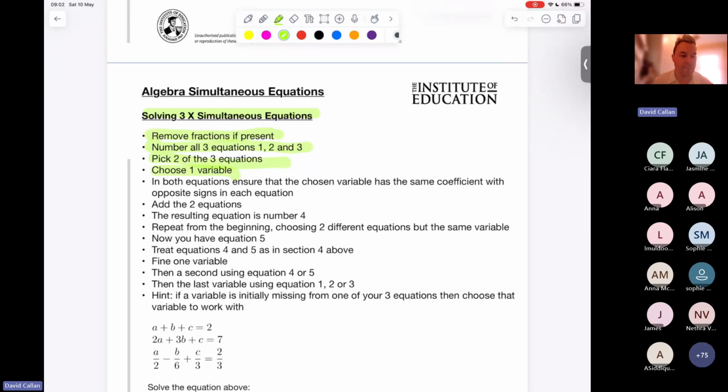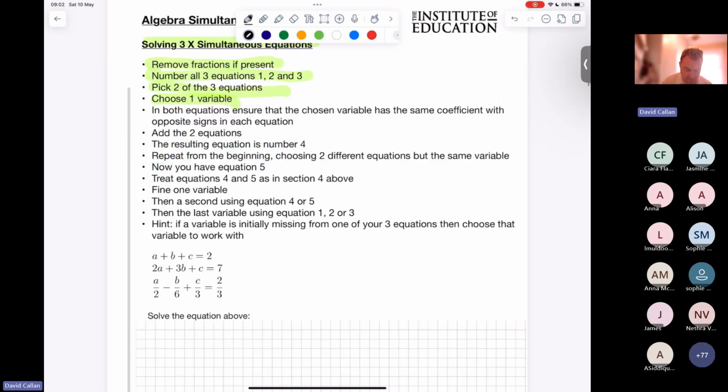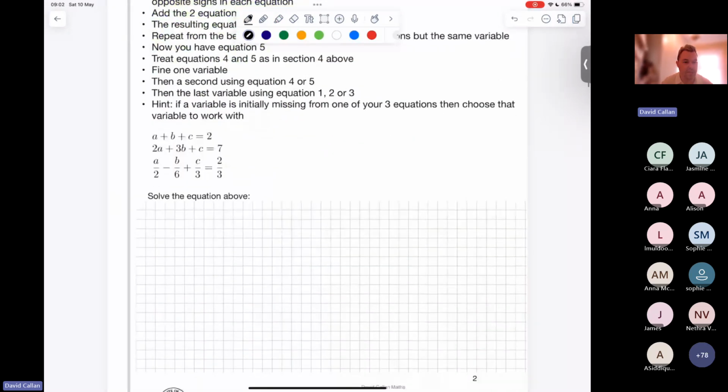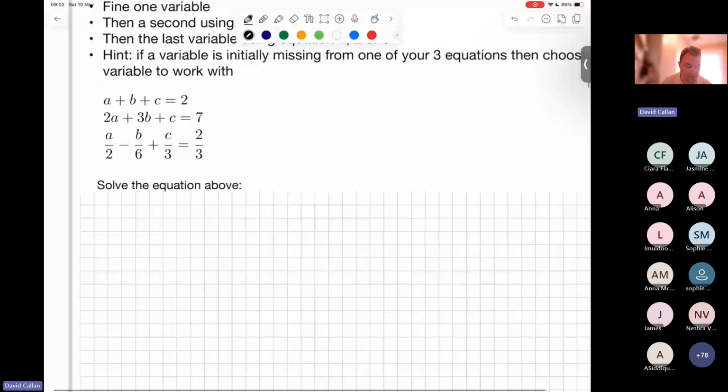So let me just go from that point first of all with my question. There's no point in reading through everything. So we'll start off with that. So here we go underneath. Here's my lovely little question here. So I've got A plus B plus C equals 2. I've got 2A plus 3B plus C is equal to 7. I've got A over 2 plus B over 6 plus C over 3 equals 2 over 3.